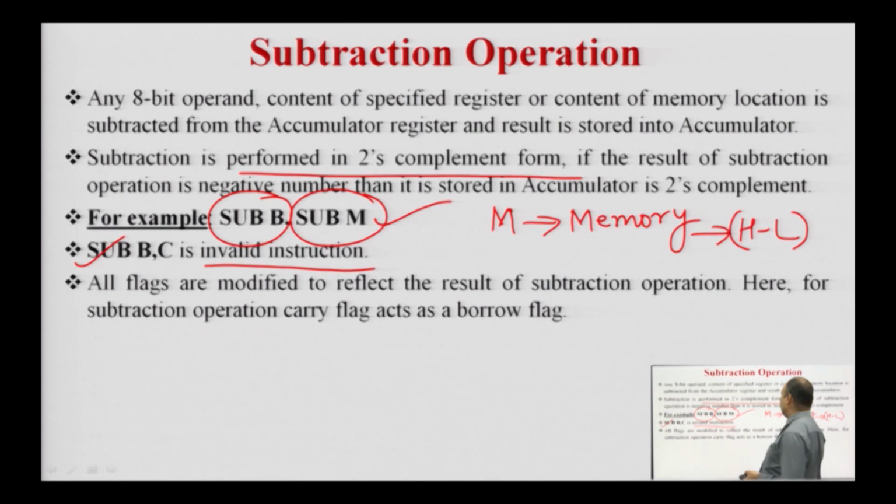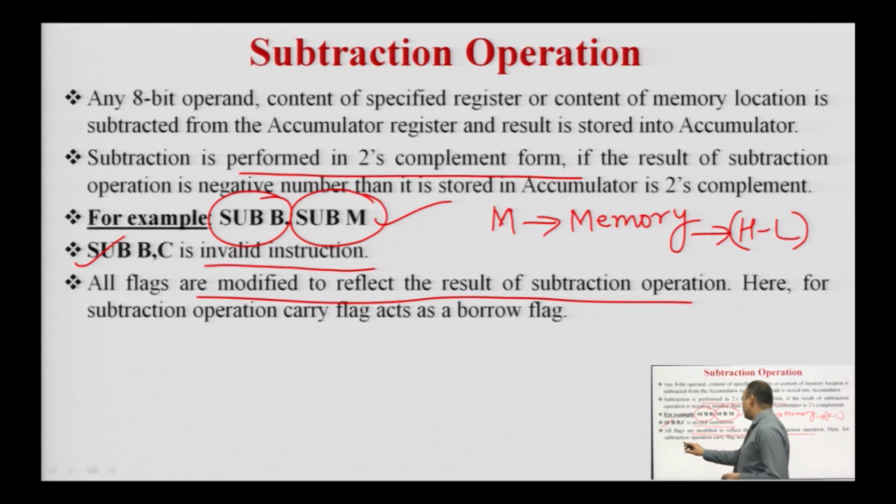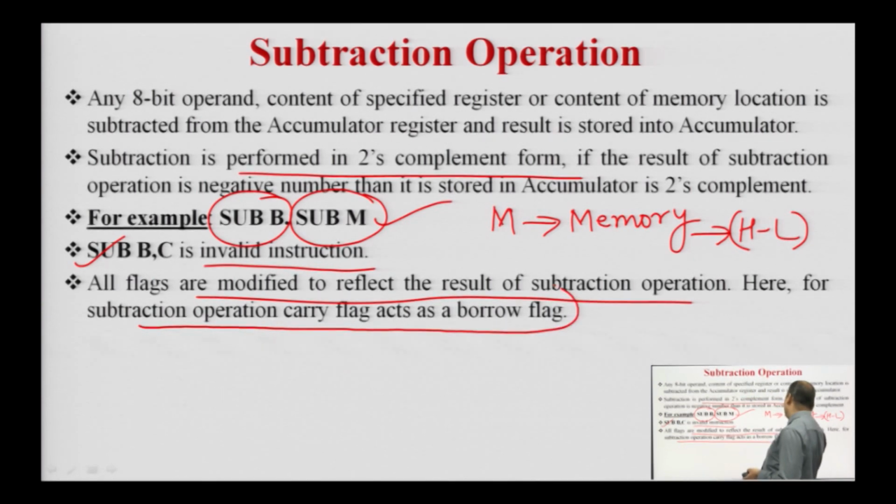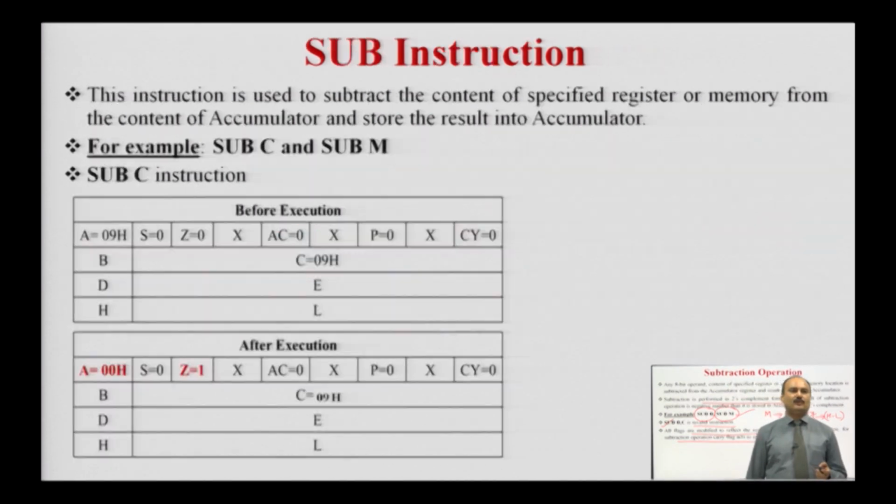This instruction will subtract the content of the C register from the content of the accumulator and place the result into the accumulator. All flags are modified to reflect the result of the subtraction operation. For subtraction, the carry flag acts as a borrow flag.